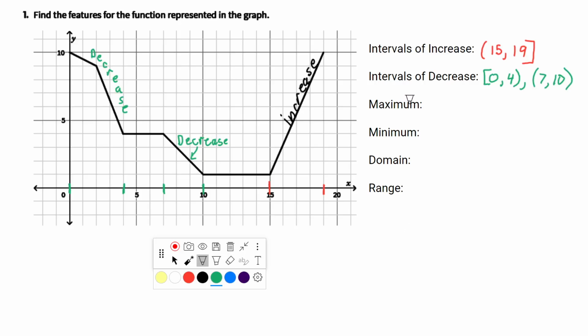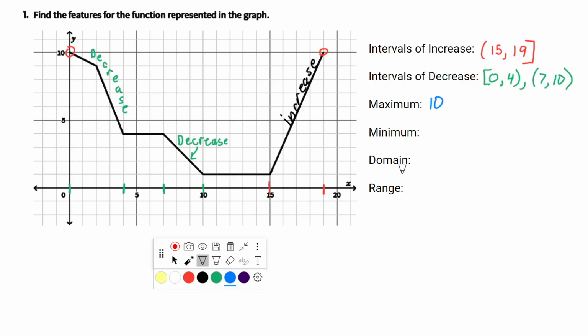We have a maximum value. We're looking for the y value. What's the largest y value we see in the graph? Well, the highest point on our graph actually shows up twice. Where the graph starts and where the graph ends is our largest value. So we can say that we have a maximum of 10.